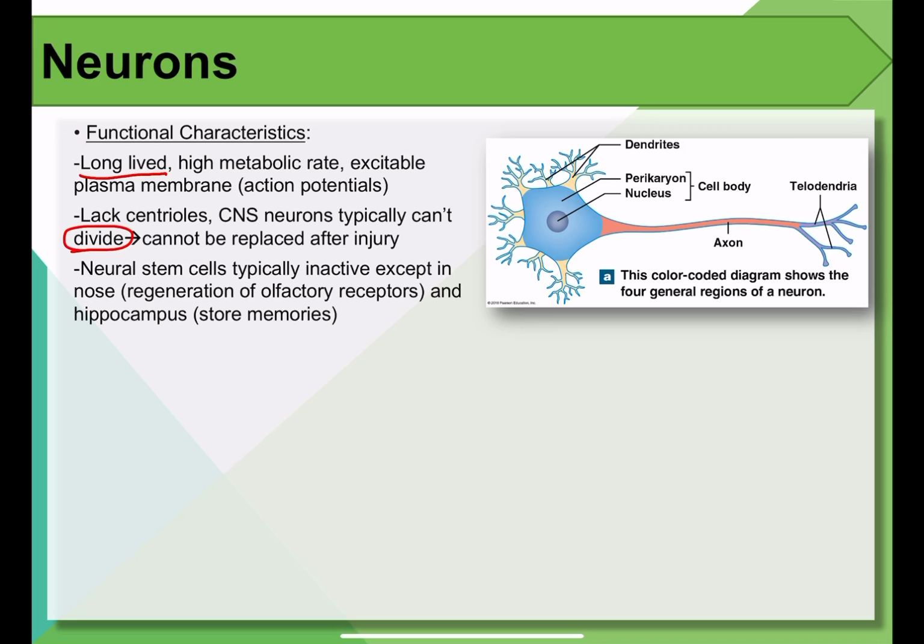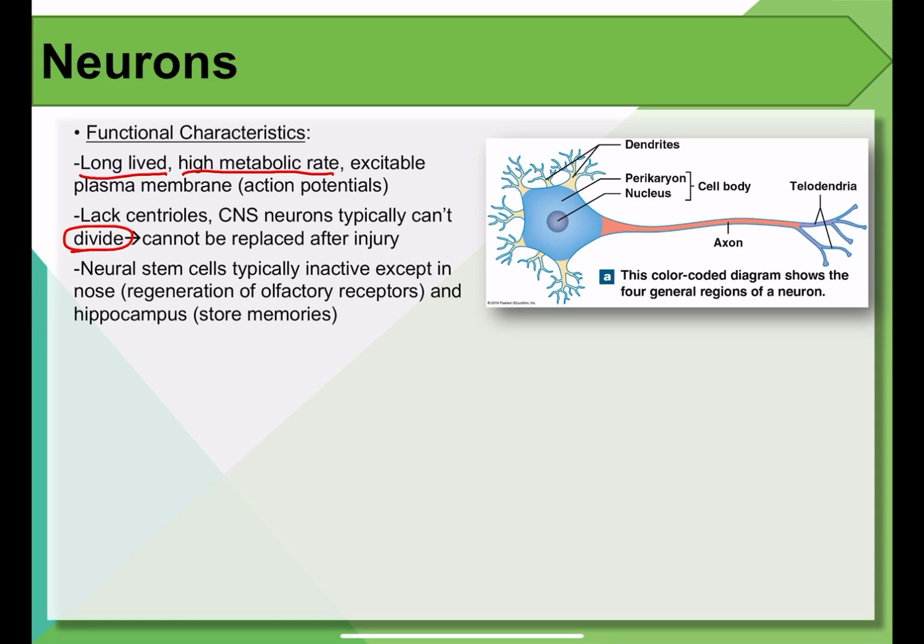Once it dies, we don't expect it to come back to life. Okay. It has a very high metabolic rate because it constantly utilizes ATP to conduct electrical impulses, for receiving stimulus information and for relaying commands from the central nervous system.